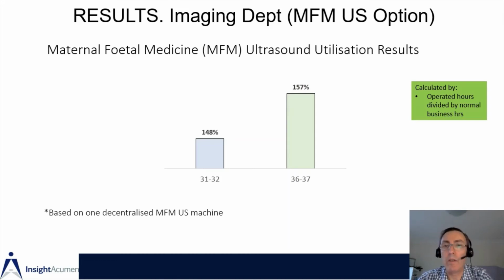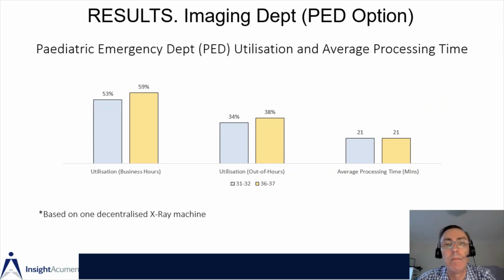Next, let's look at the pediatric emergency department. So here's PED. Now, the demand here can be unpredictable and place extra pressure on imaging. Through our discussions, we pinpointed the X-ray machines as the resource in highest demand. So we tested the possibility of a dedicated X-ray machine for PED.